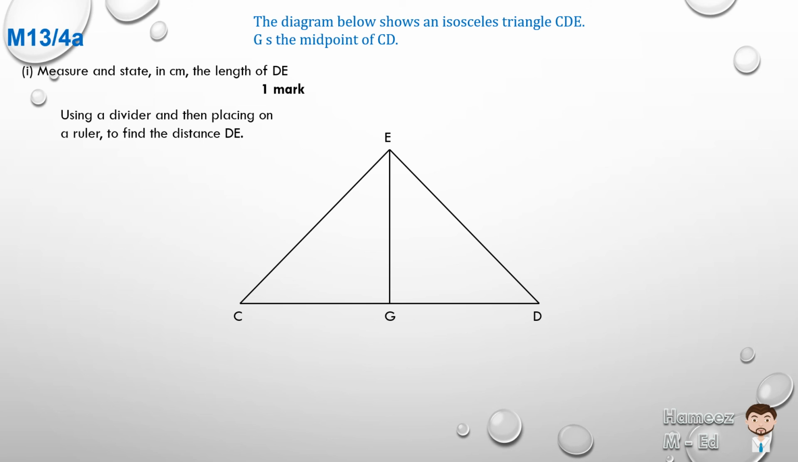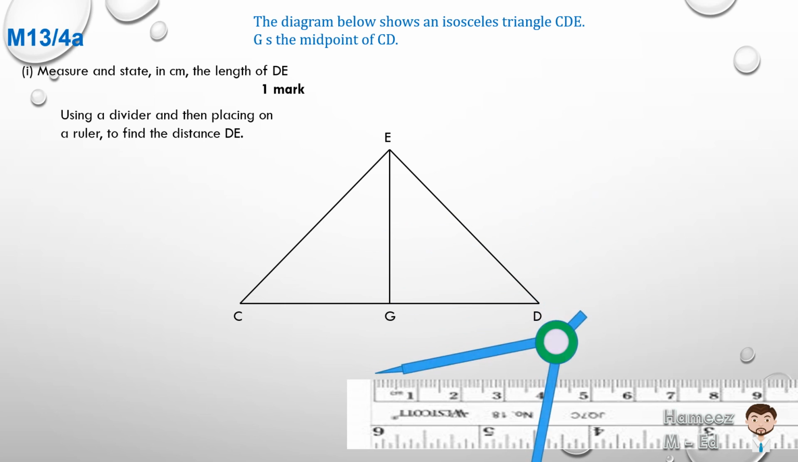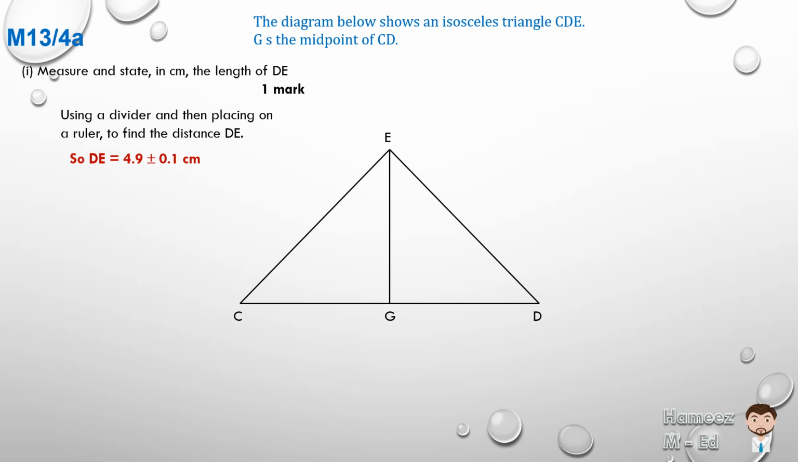So, using a divider, we can rest our divider at that point and then place the divider onto the ruler to find the distance DE, which works out to be 4.9 centimeters. Or we can just rest our ruler directly, as the case may be. And in part 2, measure and state in degrees the size of angle ECD. Now let's recall, if this is angle ECD, it means we're looking at the middle letter C, at that angle. Or we can say the angle is between two lines, the line EC and the line CD.